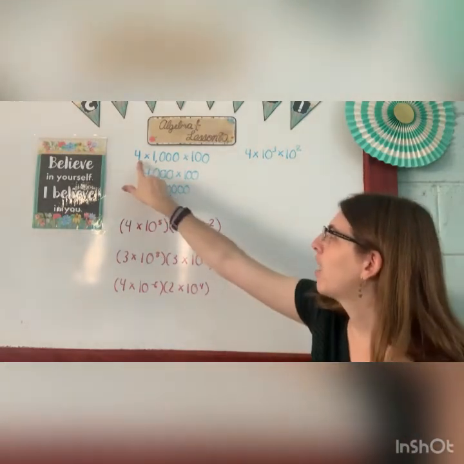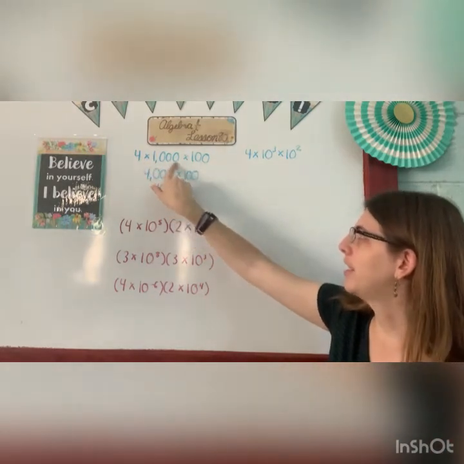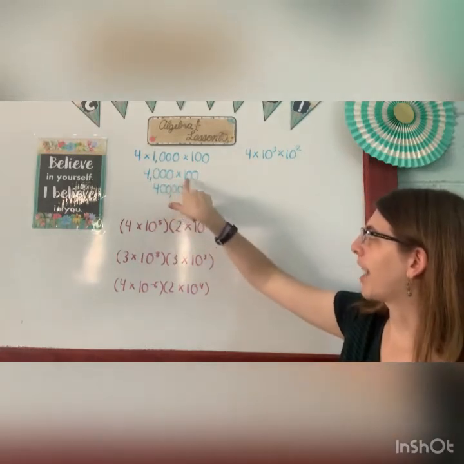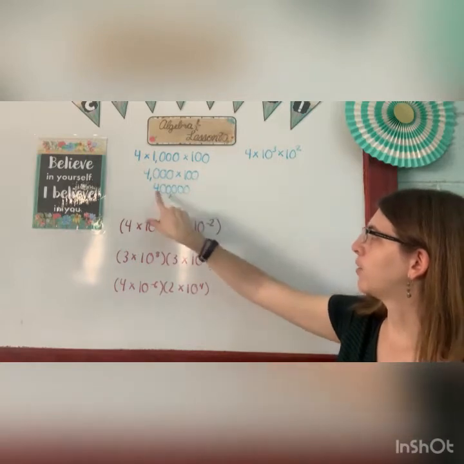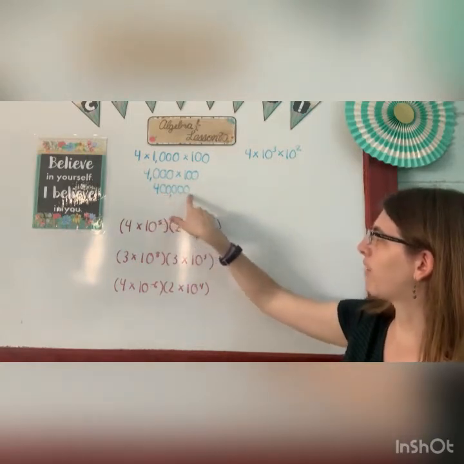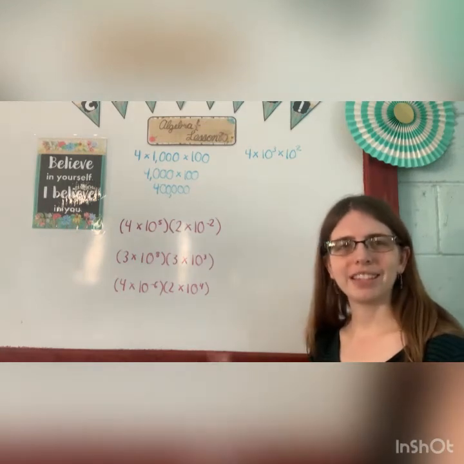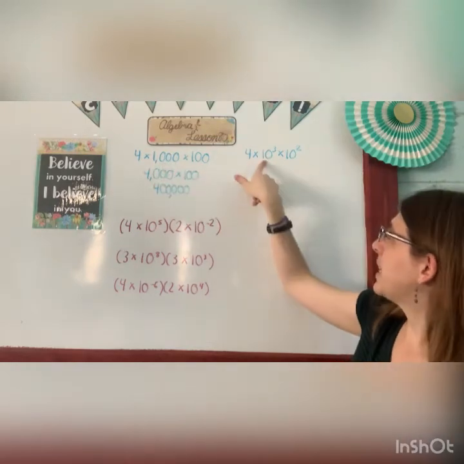If I have 4 times 1,000 times 100, well, 4 times 1,000 is 4,000 times 100. We know that we're adding on 2 more zeros, so I have 4, 1, 2, 3, 4, 5 zeros: 400,000.